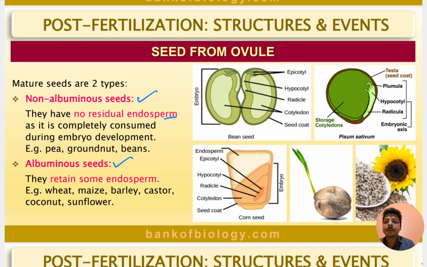Non-albuminous seeds have no residual endosperm as it is completely consumed during embryo development. Examples: pea, groundnut and bean. Coming to albuminous seeds, they retain some endosperm. Examples: wheat, maize, barley, castor, coconut, sunflower. Remember the examples. It will be asked in the paper.